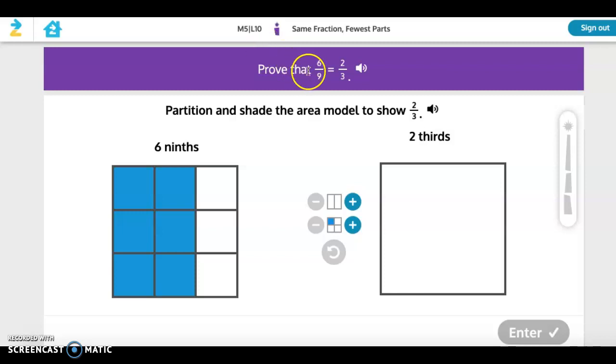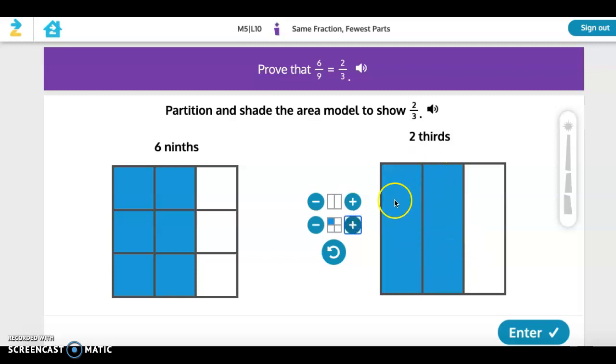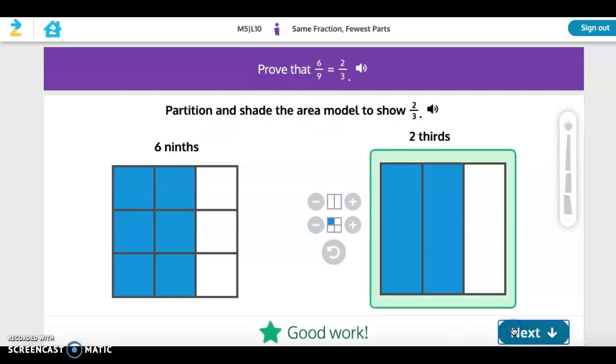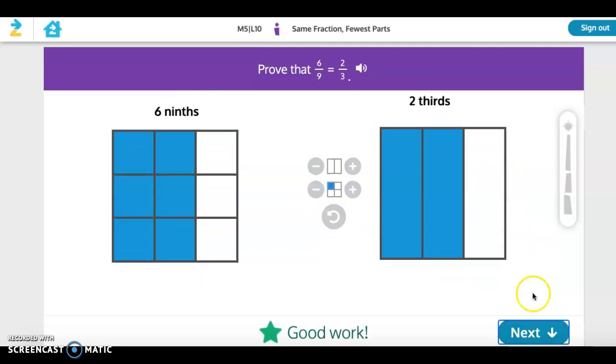So first it's asking me to prove that 6/9 is equal to 2/3. So we're going to be using our area models here to show that. We have here 6/9 shaded in, and now I need to do the same thing with 2/3. So I'm going to first split this into 2 thirds, and I'm going to color in 2 of them. So you can see I have the same amount of area shaded in from here to here. There are of course other ways to prove this, but they want it done with just the shading and area model to start.